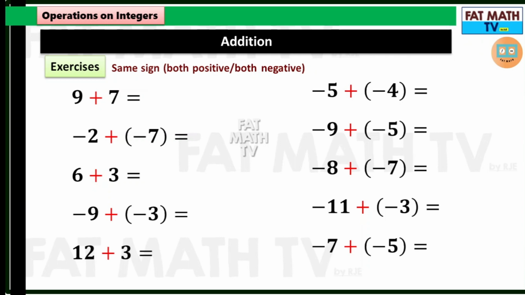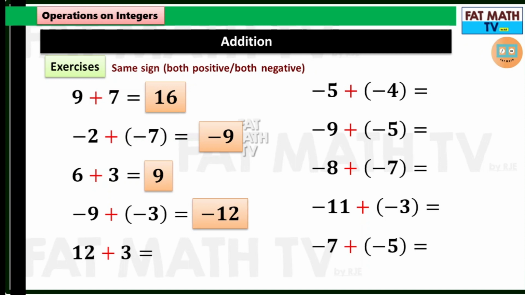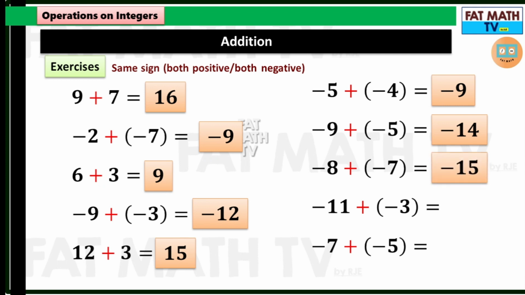First one, 9 plus 7, 16. -2 plus -7, -9. 6 plus 3, 9. -9 plus -3, -12. And 12 plus 3 is 15. -5 plus -4 is -9. -9 plus -5 is -14. -8 plus -7 is -15. -11 plus -3 is -14. And -7 plus -5 is -12.